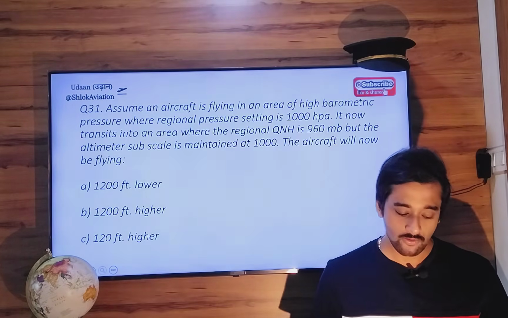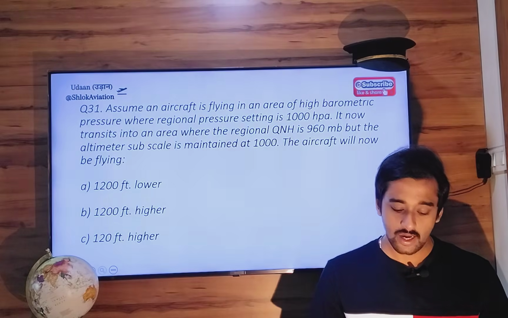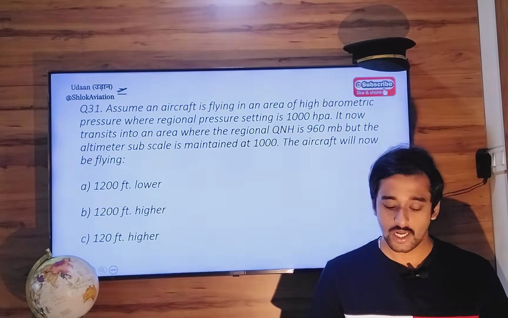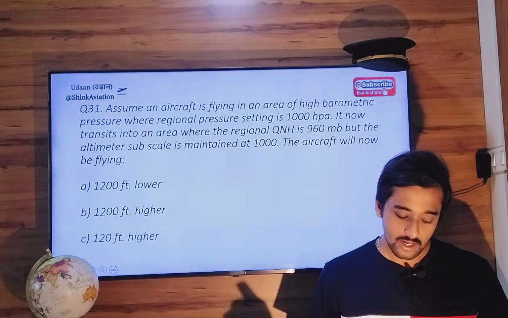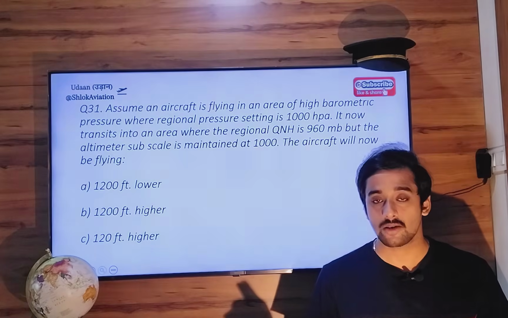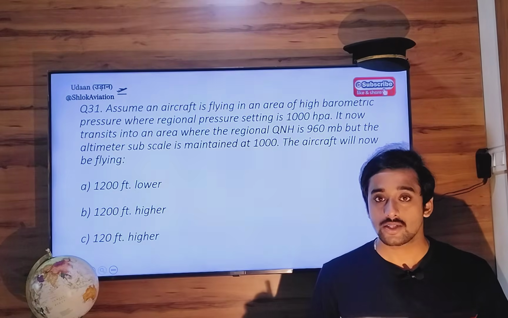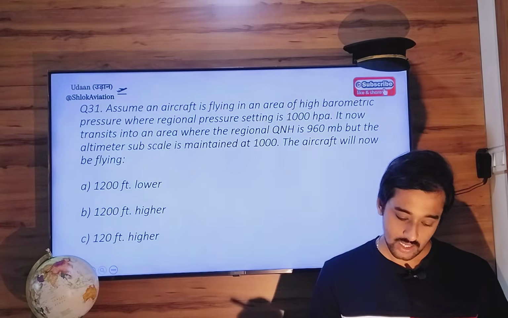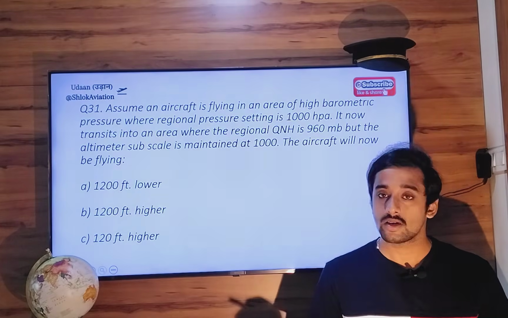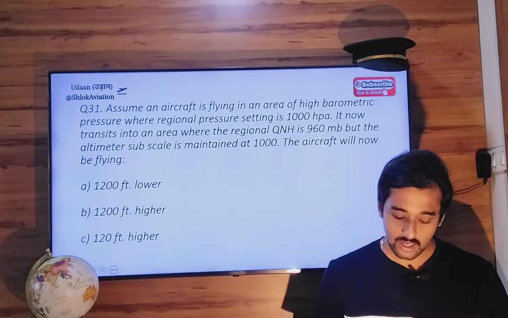Aircraft is flying in an area of high barometric pressure where regional pressure setting is 1000 millibar. It now transits into an area where the QNH is 960 millibar. So that means it is flying from a high pressure area into a low pressure area. But altimeter subscale is maintained at 1000. That means the pilot, after entering a low pressure area, forgets to reset his altimeter setting to a new altimeter setting, 960 millibars. The aircraft will now be flying 1200 feet lower, 1200 feet higher, 120 feet higher.